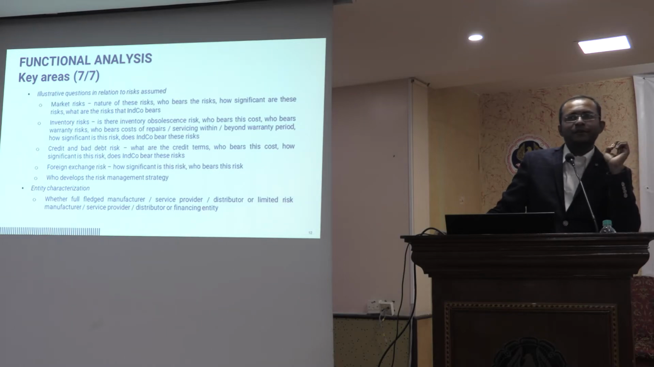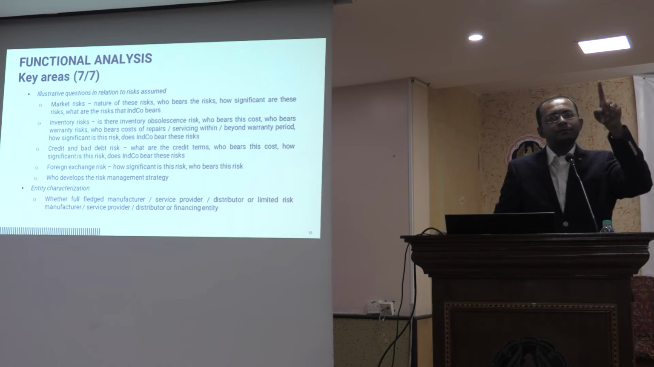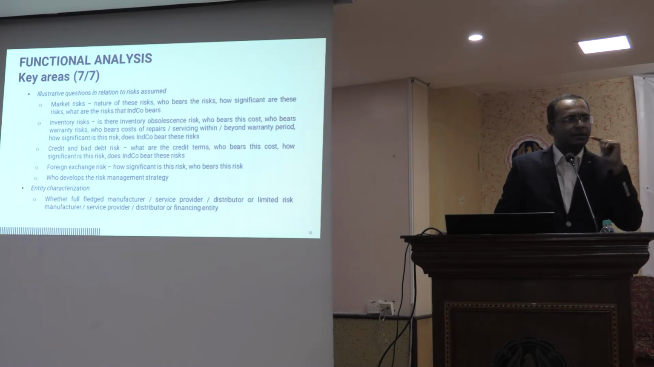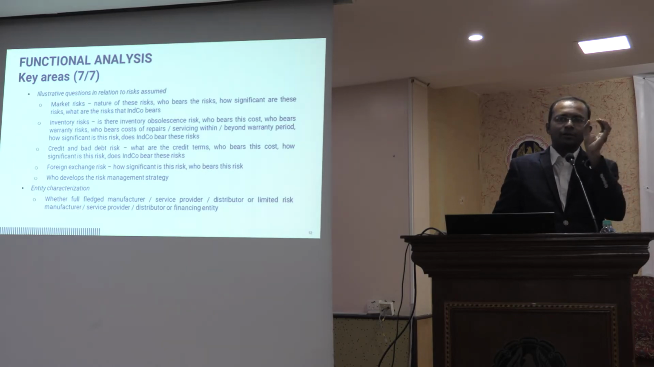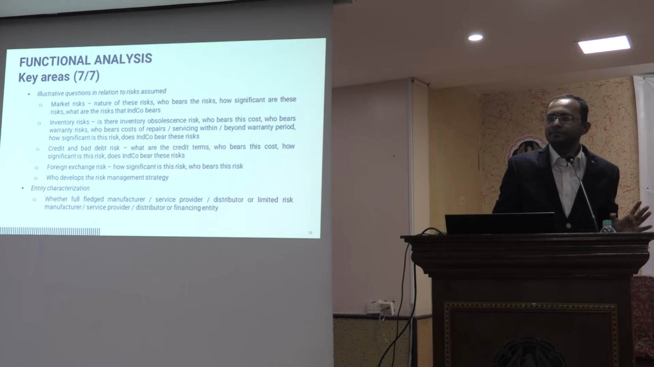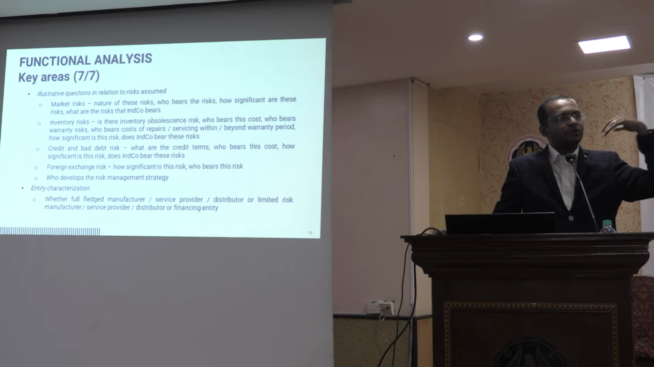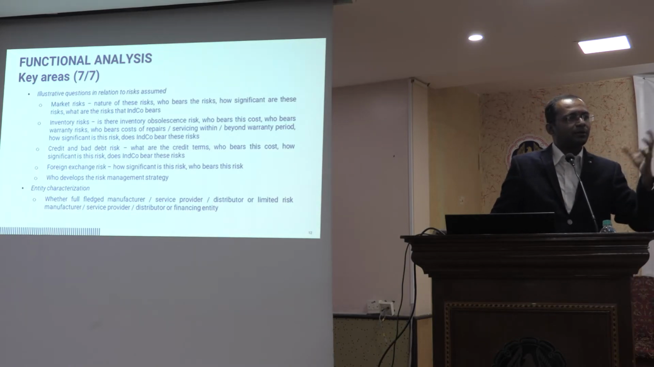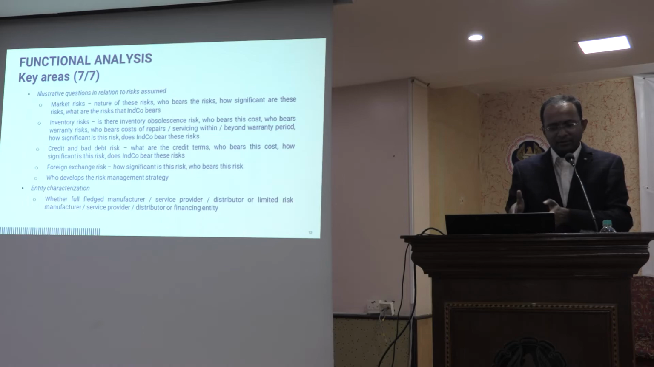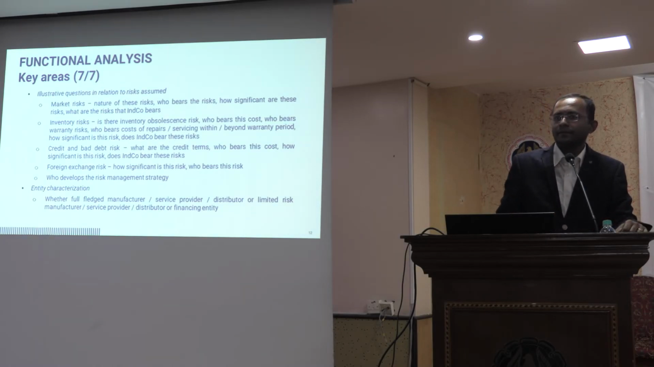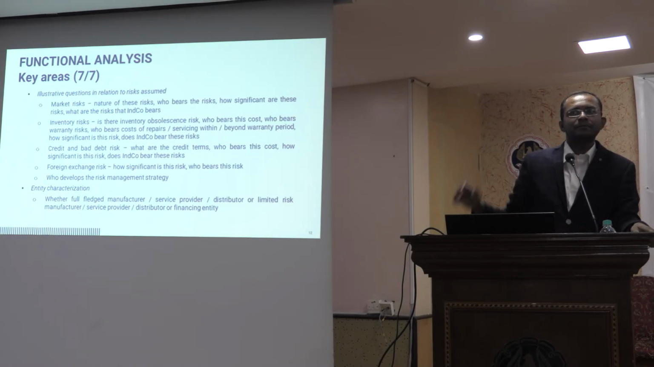Because full risk manufacturers, full risk service providers, are the ones who are supposed to earn the premium profits in the supply chain. Limited risk manufacturers, limited risk service providers, are typically entitled to routine margins. That's where entity characterization becomes the last part of a functional analysis. Because when we ask those questions on who performs these functions, what are the assets they employ, what are the risks that are assumed, this is the final answer that we get. And based on this, we identify our companies.